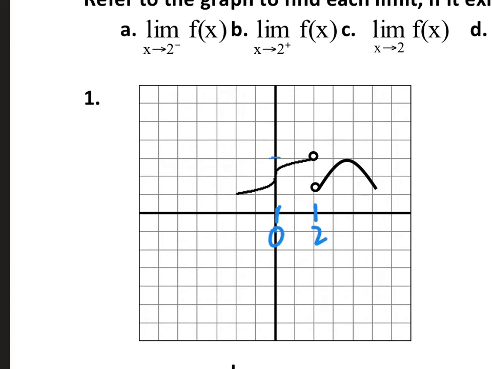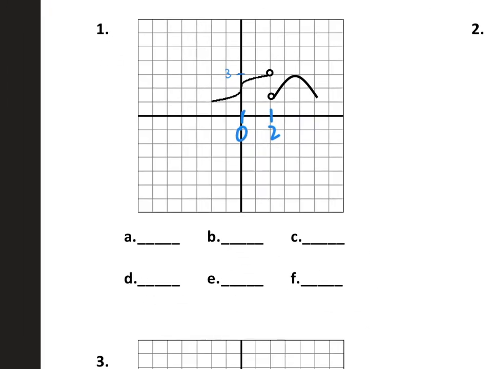So this value here is 1, 2, 3, right? So this point would be 2, 3. But we're never arriving at 2, so we're never arriving at 3. We're arriving at like 2.9, 2.999, and so on. But we get infinitely close, right? It's a lot of infinity in calculus. We get infinitely close to 3, so we say that we're approaching 3.